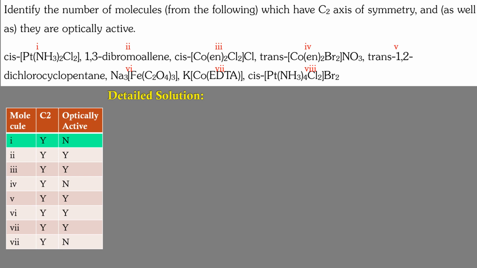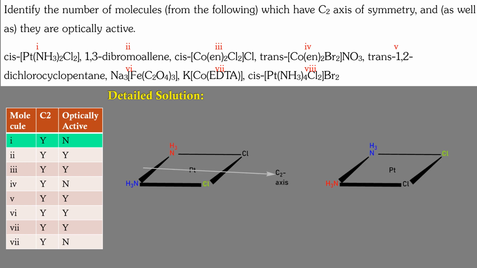About the first compound. We know this compound is going to have dsp2 hybridization, so this is going to be flat. Because it is flat, the molecular plane is going to have one C2 axis of symmetry like this. So if you rotate this molecule along this particular C2 axis, what we have shown, this molecule is going to look like this. And we can see the first compound and second compound are exactly identical.